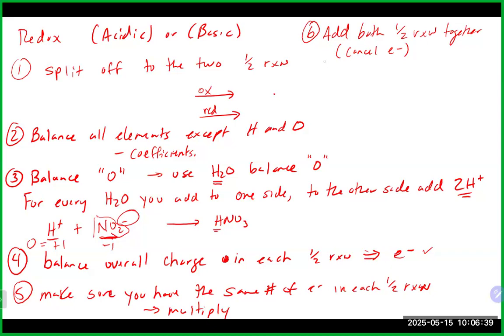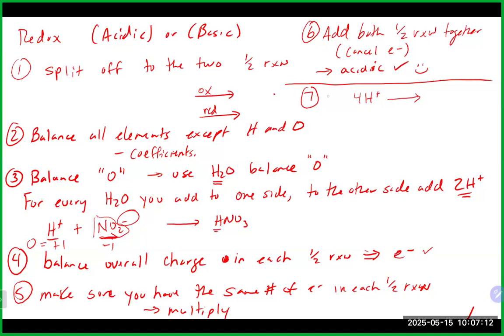If you do all that successfully, you will be balanced in acidic conditions. Now, to go to basic conditions, the easiest move is basically to follow all those steps again. Just follow it like you're going to balance it in acidic conditions. And when you're done, you will have an equation that may have some H plus in it. And to balance it in basic conditions, you're going to add OH minus to both sides.